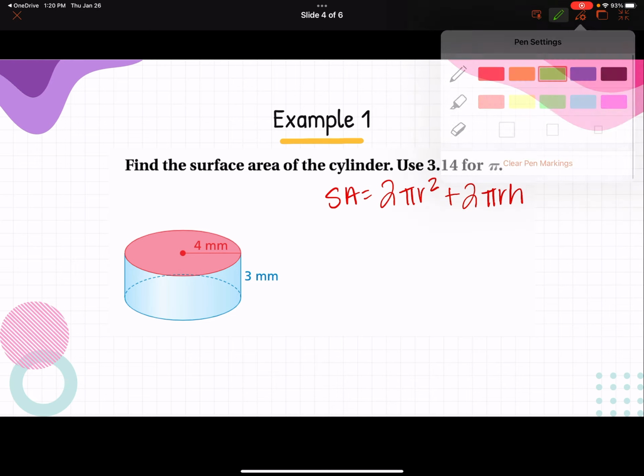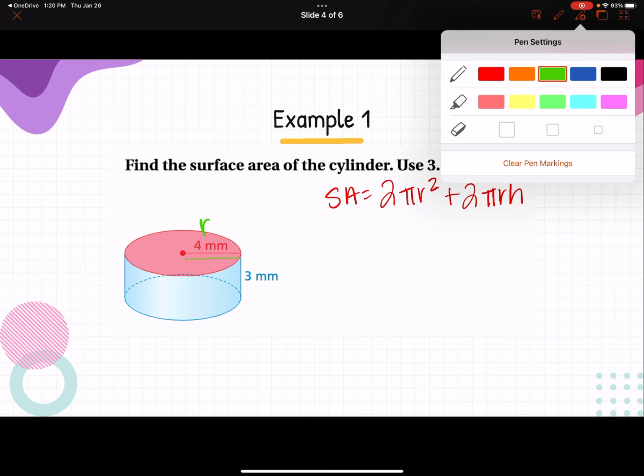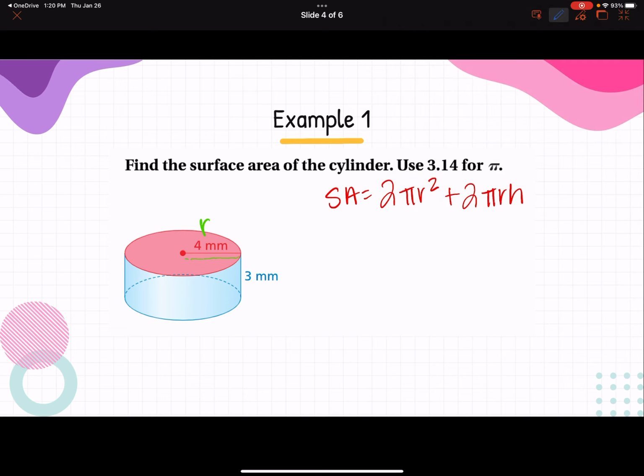So what you need to do is go through and label these things. You have this 4 here, which is the distance halfway across the circle. That is called your radius, r. And then 3 here represents how tall this cylinder is. So that is h.